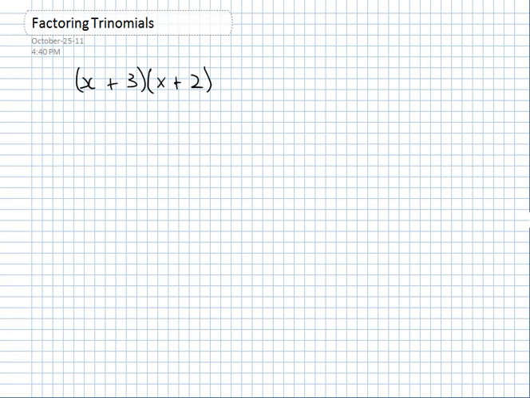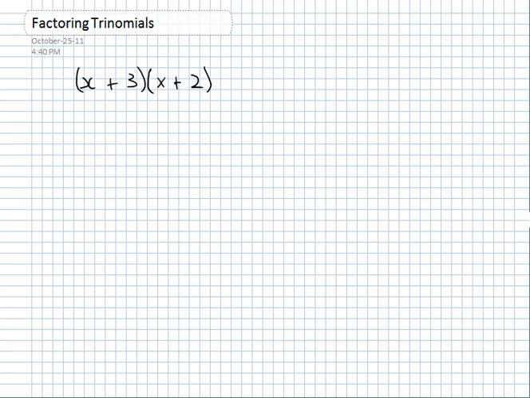Okie dokie, artichokes. We are going to be looking at factoring trinomials. This is section 5.3 in your textbook. And basically on section 5.1, we started by learning how to multiply binomials together. And when we did, we got a trinomial.